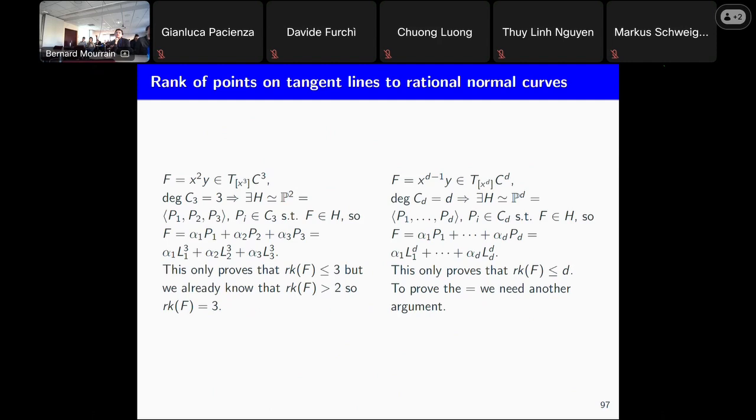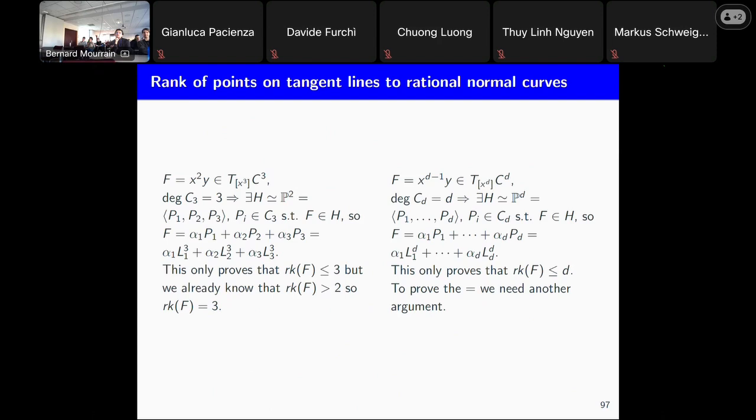Okay, in a more geometric way. So now I want to do the same game, but with any W tensor of any order. So this is a point on this tangent line, and I can repeat the same argument that I did up to here. So this curve has degree D.